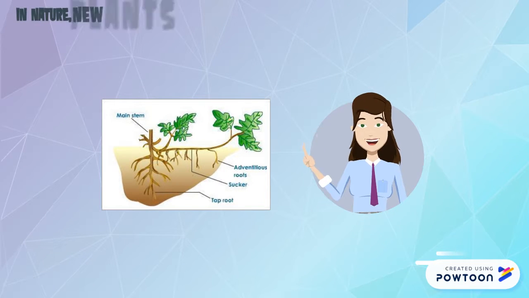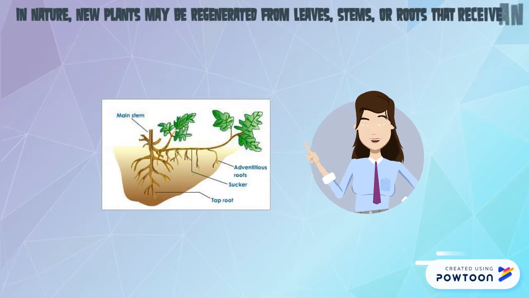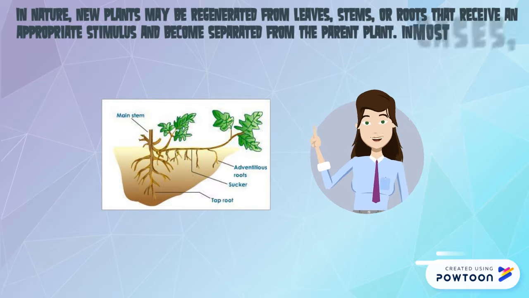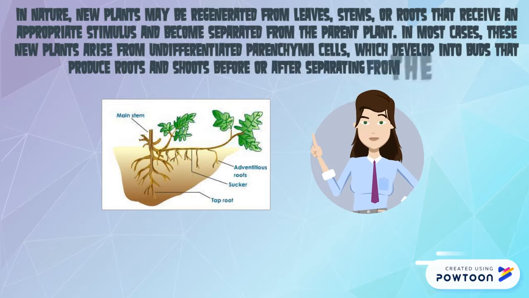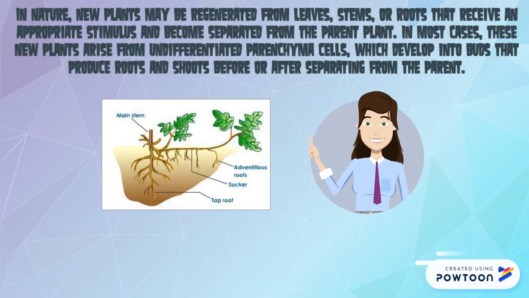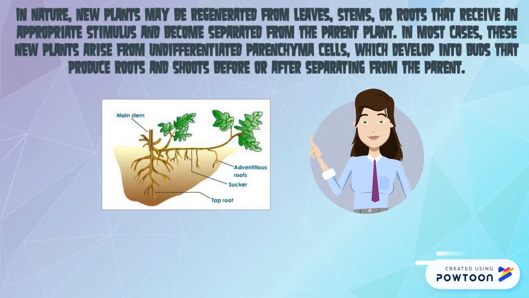In nature, new plants may be regenerated from leaves, stems, or roots that receive an appropriate stimulus and become separated from the parent plant. In most cases, these new plants arise from undifferentiated parenchyma cells, which develop into buds that produce roots and shoots before or after separating from the parent.